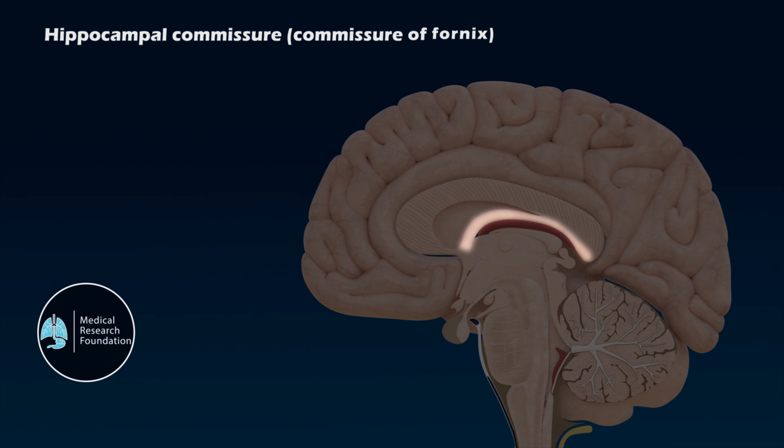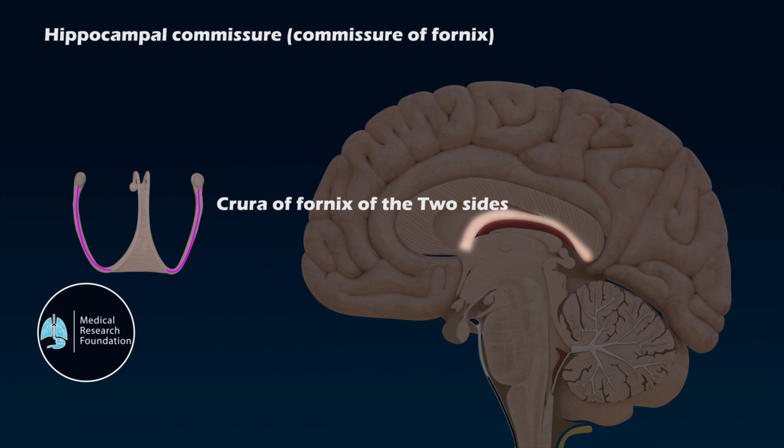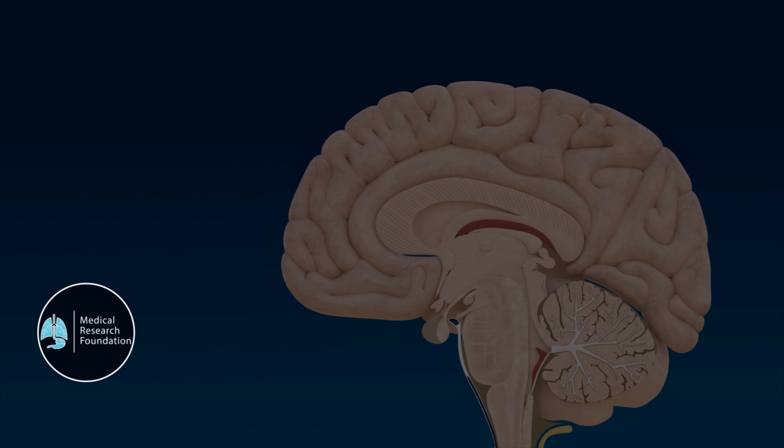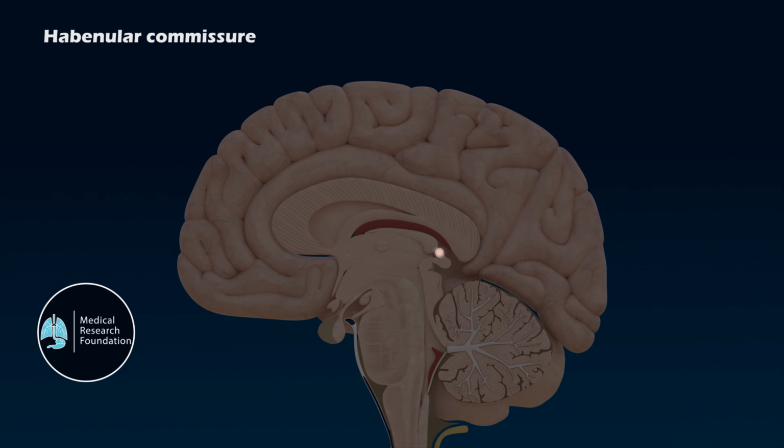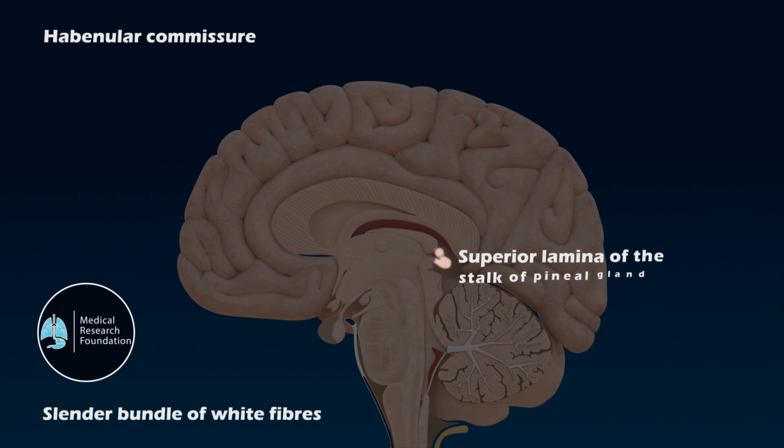Hippocampal commissure, or commissure of fornix. Hippocampal commissure interconnects the crura of fornix of the two sides and thus forms the hippocampal formation. Habenular commissure. The habenular commissure is a slender bundle of white fibers which crosses the midline through the superior lamina of the stalk of pineal gland.